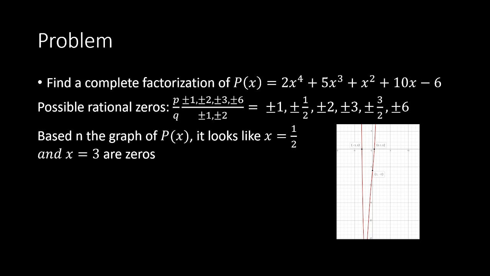So look at the factors. Find the complete factorization of p of x for this polynomial. And we're going to use the rational zeros: plus or minus 1, plus or minus 1 half, plus or minus 2, plus or minus 3, plus or minus 3 over 2, plus or minus 6. Now, if I were to graph it, I get this. If you look at the graph of p of x, you have zeros at -3 and at 1 half.